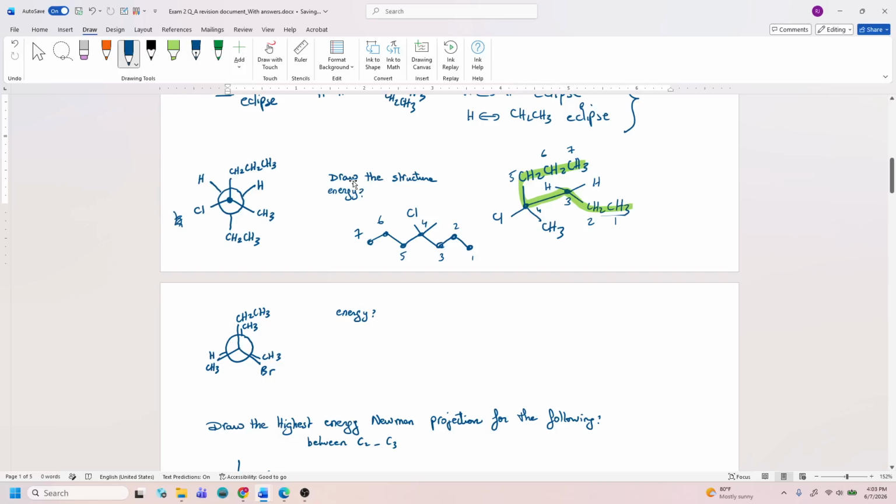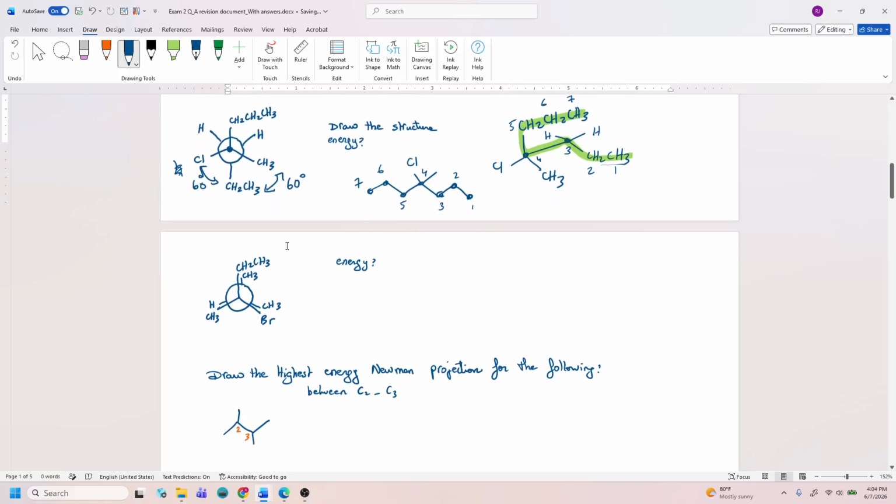Now, when they ask you what's the energy for this structure, since it's staggered, it's not eclipsed. The only energy that we care about is the gauche, when the groups are 60 degrees away from each other. So this is gauche, and this is gauche over here. So you have to look at the table for a CH3, CH2, CH3 gauche interaction. And again, if you don't find it in the table, I'll give it to you in the question. And then a Cl, CH2, CH3 gauche interaction. Add those up, and that will be the energy for your structure.